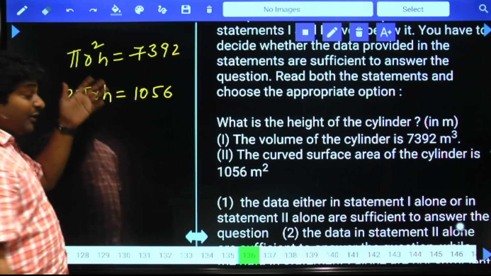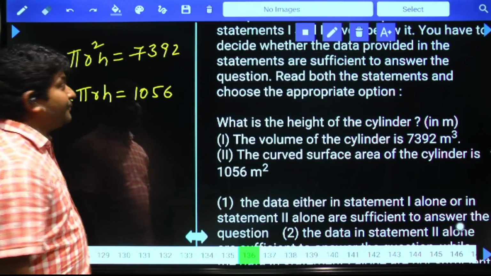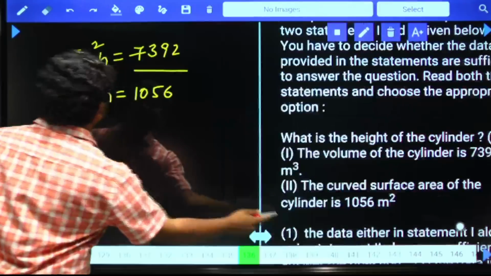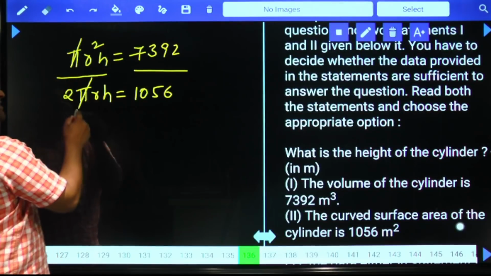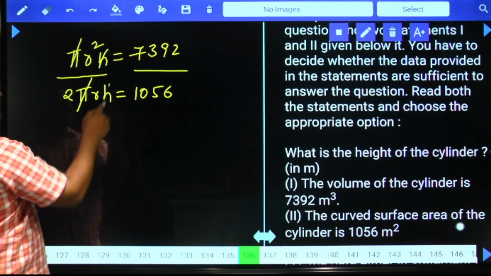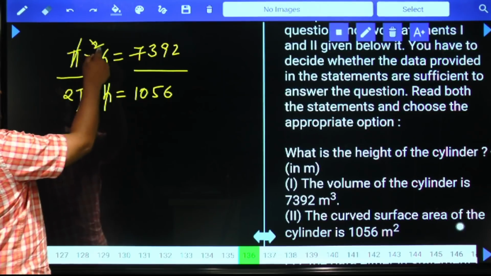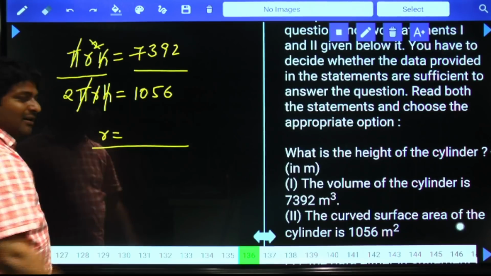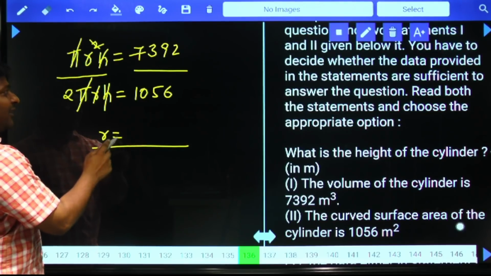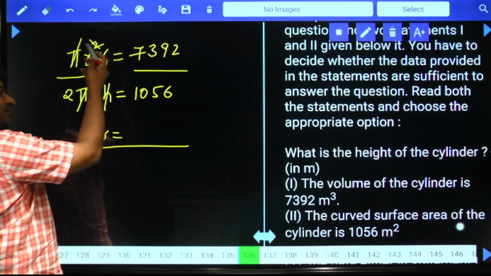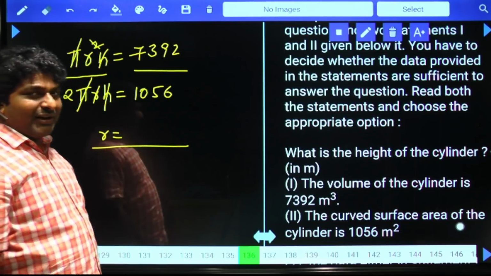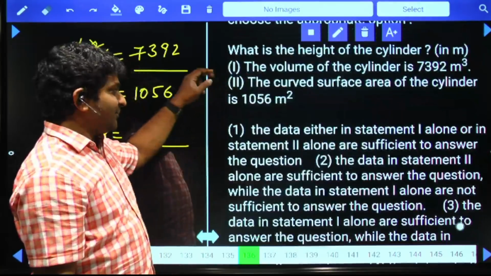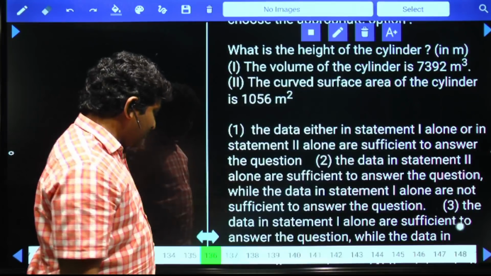Can you use 1 and 2 both to get height value? Yes. If you divide one by the other, pi gets cancelled, h gets cancelled, r and square get cancelled. So r by 2 we have. Using this we will get to know r. Once we have r value, you substitute r value in either the first one or the second one, and definitely we will get the answer. So both statements are necessary to answer this question.